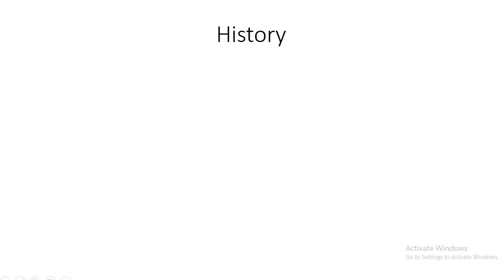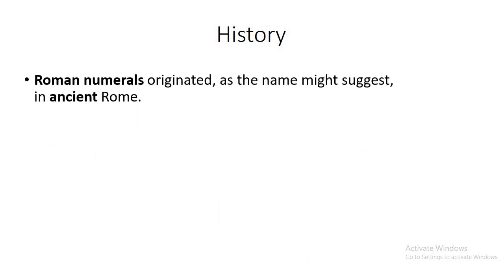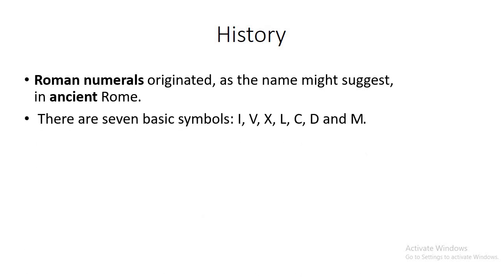Let us talk about a brief history of Roman numerals. Roman numerals originated, as the name might suggest, in ancient Rome. There are 7 basic symbols: I, V, X, L, C, D and M. These are the letters of the English alphabet.